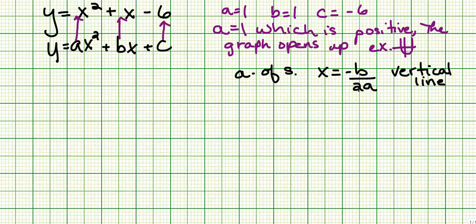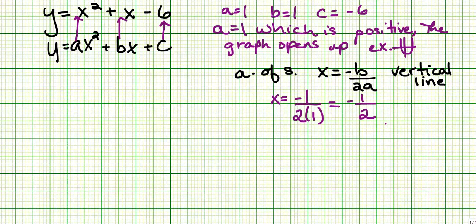So in our example, again, we have b is 1. So it's going to be the opposite of 1 over 2 times a. Well, since our a value is 1, we get the equation for the axis of symmetry to be x equals -1/2.